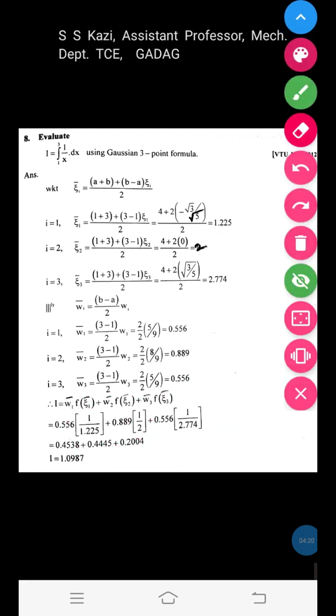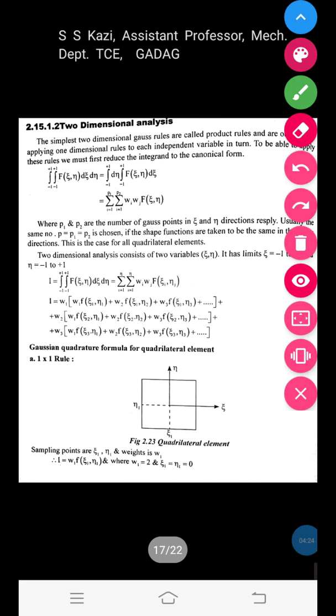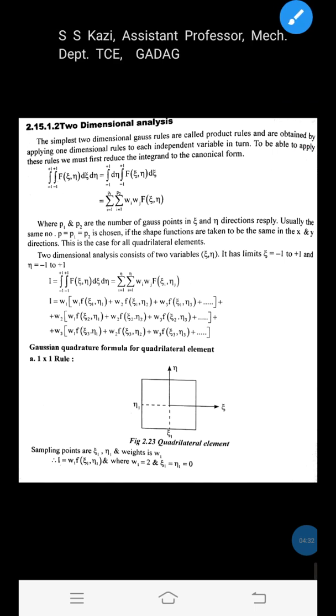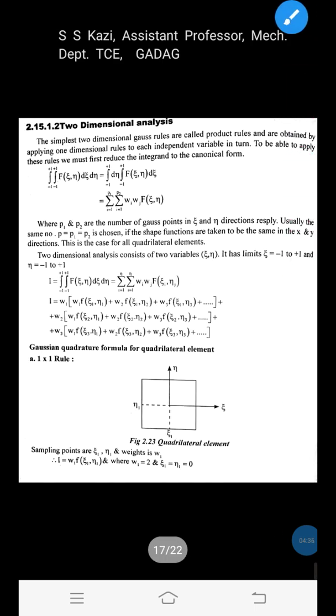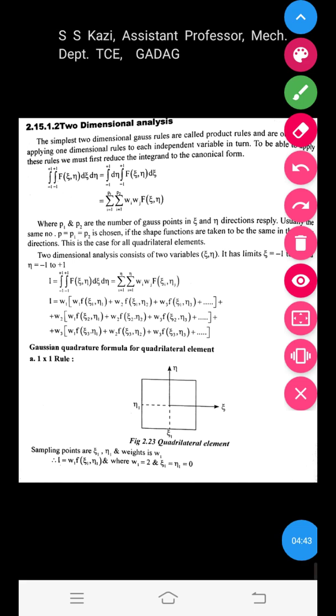Okay. I hope you have understood, my dear students, how to evaluate the given integral using the 3-point formula for the limits a to b. Now we will discuss the two-dimensional analysis here, that is how to evaluate the given integral from the limits -1 to +1 for the two variables, zeta and eta, f of zeta and eta, d zeta d eta. Okay.